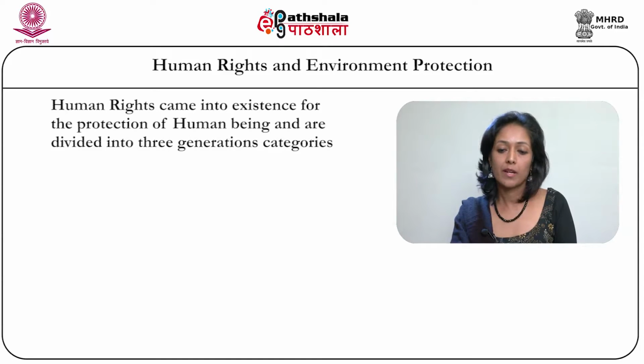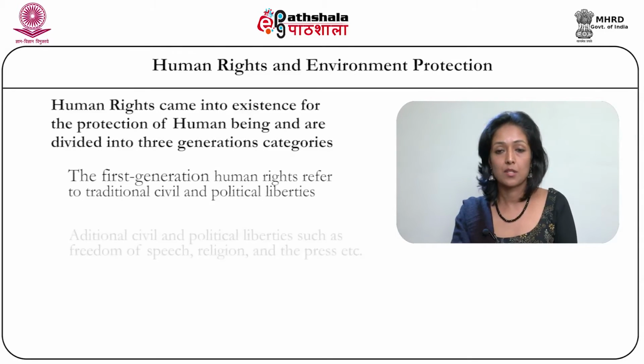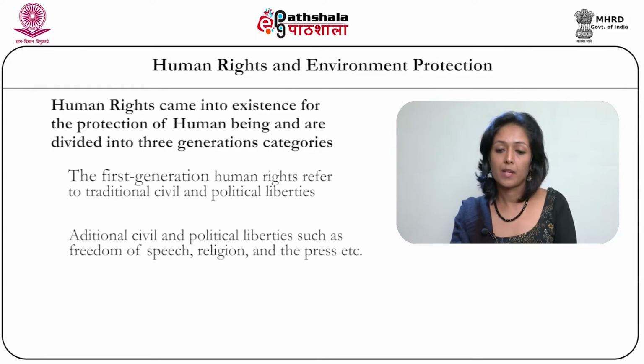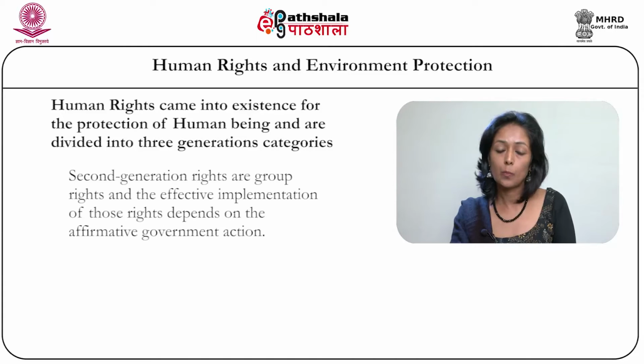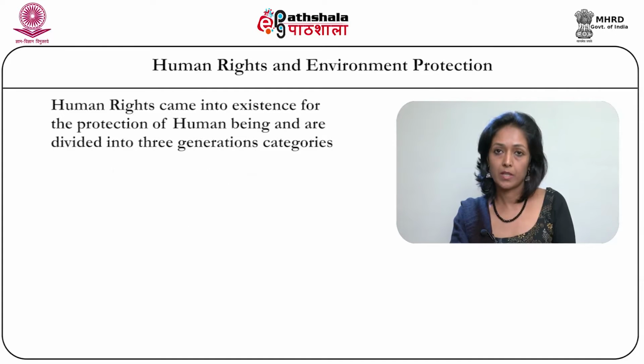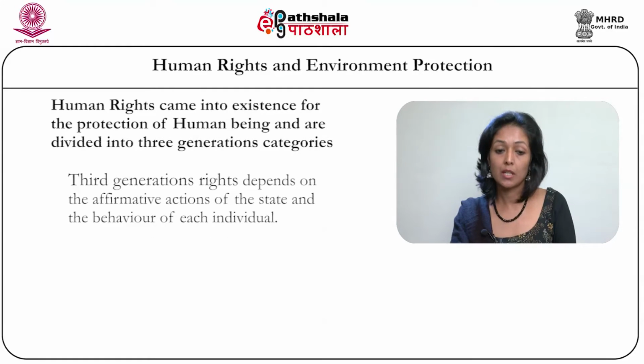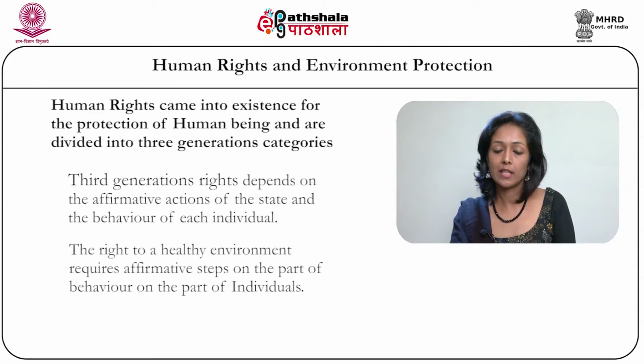The first generation human rights refer to traditional civil and political rights such as freedom of speech, liberties, religion, press, etc. Second generation rights are group rights, and the effective implementation of these rights depends on affirmative government action. For the third generation, the newest addition, implementation depends on the affirmative actions of individuals, and the obligation also rests on the state. So the right to a healthy environment requires positive and abstaining obligations of the state as well as behavioral changes on the part of individuals. So it clearly shows that there exists an interrelationship between environment and human rights.